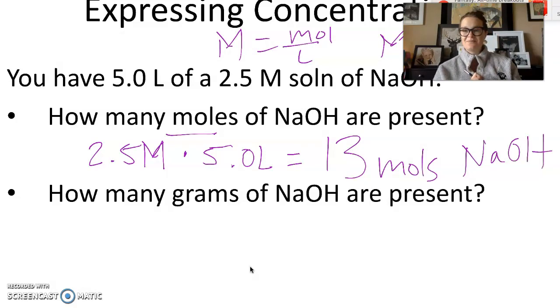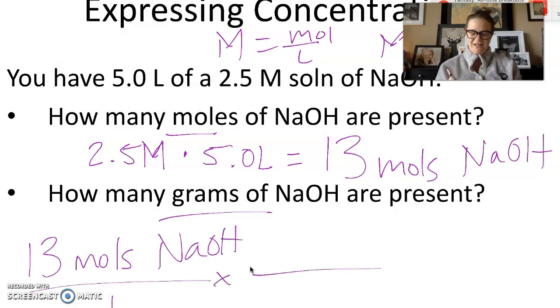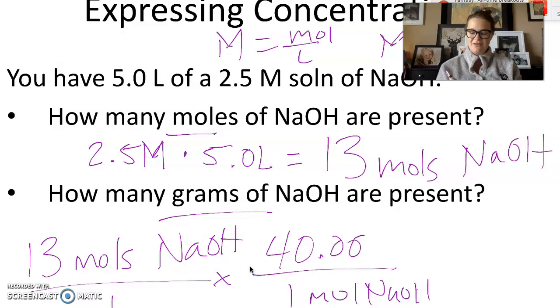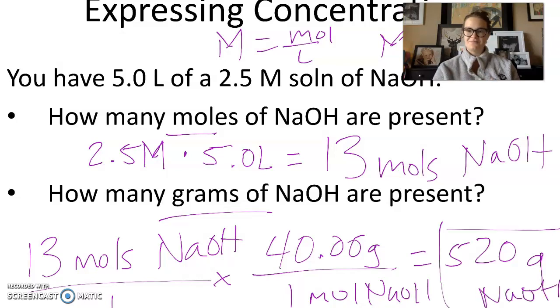It's ChemX. Let's kick it up a notch. What if I asked you for grams? You'd go, oh, I've got 13 moles of NaOH, putting it over 1. 1 mole of NaOH weighs 40 grams, and I got that from the periodic table, Na plus O plus H. And that gives me a total of 520-ish grams of NaOH that would be in this solution, like to make that.